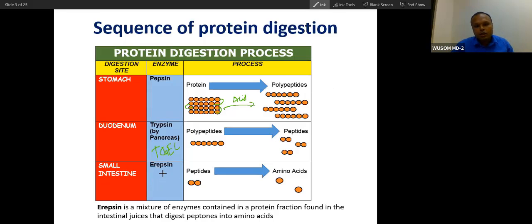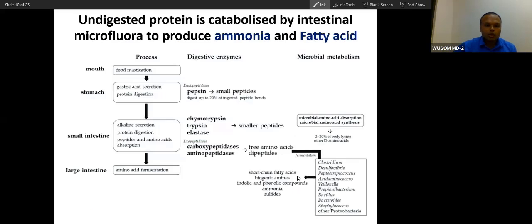Now, erepsin is intestinal. All intestinal proteases are commonly called erepsin. Small intestinal brush border enzymes are called erepsin. Erepsin is a mixture of enzymes containing a protein fraction found in the intestine. So these erepsins will digest this further, along with carboxypeptidase. Now you can see the whole digestion process: food will be masticated, a little mastication and denaturation will happen. Then it will reach the gastric mucosa in the stomach, where it will be digested more.